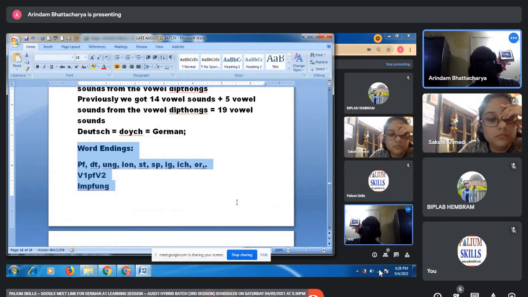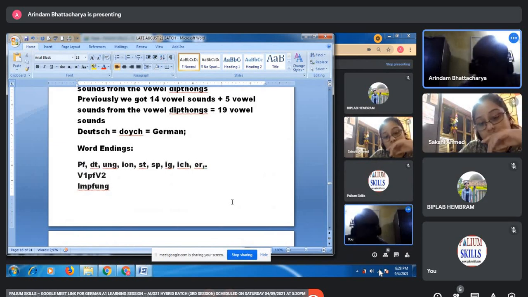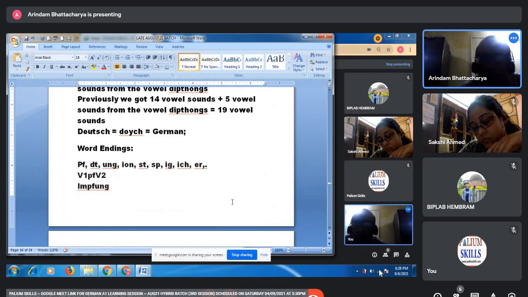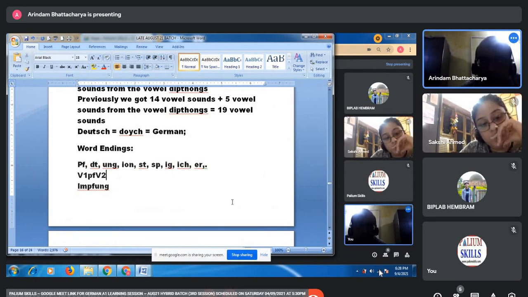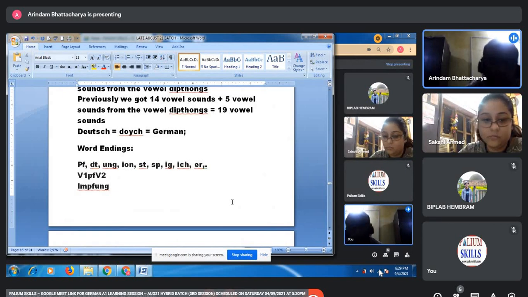Word endings. There are word endings in German. So these word endings are PF, DT, UNG, ION, ST, SP, IG, ICH, AR. All these things, and there are even more, however.